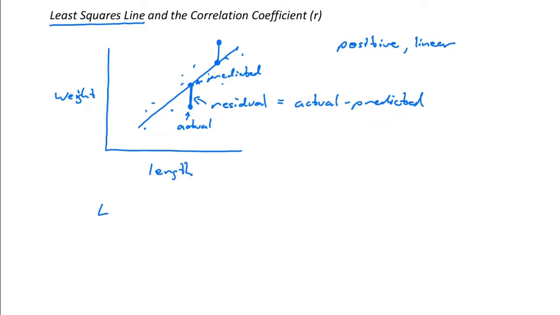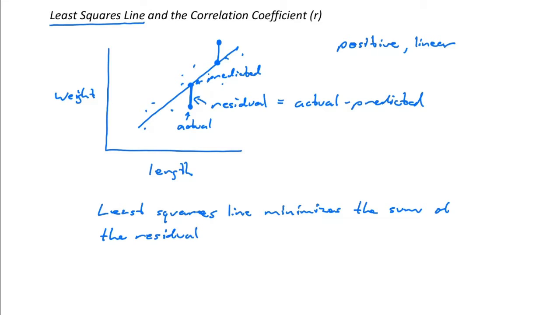A least squares line, let me write this out, and then I'll show you in the plot what I'm talking about. The least squares line minimizes the sum of the residuals squared. All right, so what does that mean? The least squares line minimizes the sum of the residuals squared.